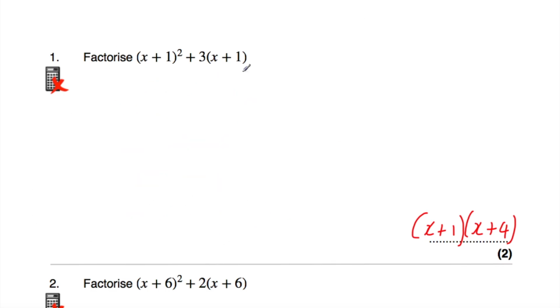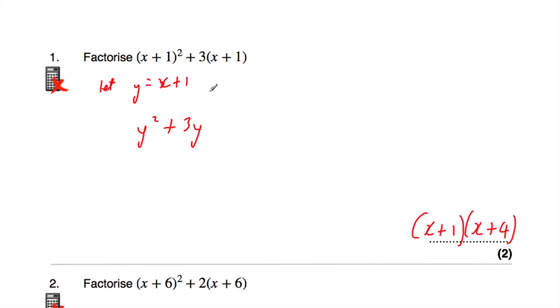If I was given something like this and asked to factorise it, I would look and say, well, we've got (x + 1) squared plus 3 times (x + 1). We've got that bracket, x plus 1, twice. So I'm going to let y equal what's inside the bracket, this x plus 1. So instead of (x + 1) squared, I'm going to have y squared. And then instead of 3 times (x + 1), I've got 3 times y, because I'm replacing this x plus 1 with y.